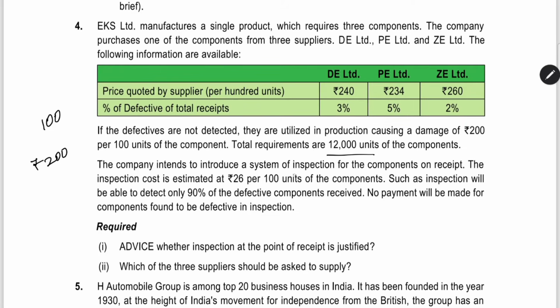The company intends to introduce a system of inspection for the components on receipt. Now, this is the current situation. Now the company wants to bring in an inspection, so we have to analyze the situation before the inspection. That we are going to do now.